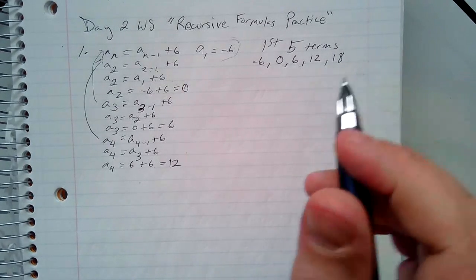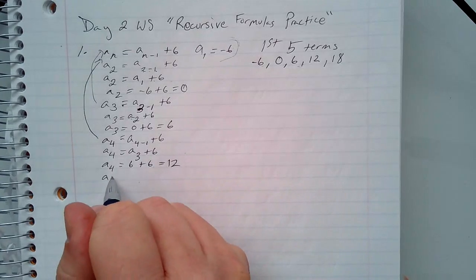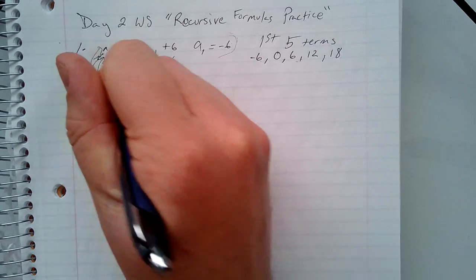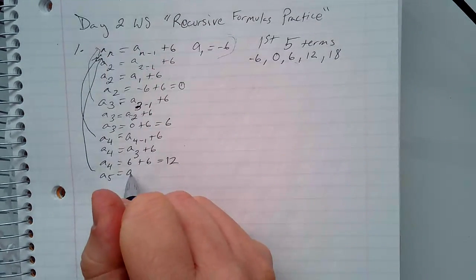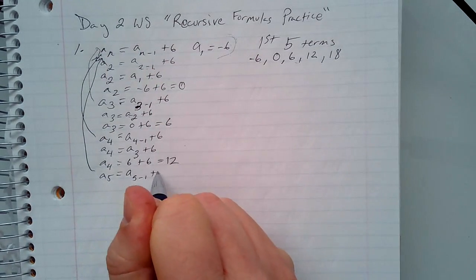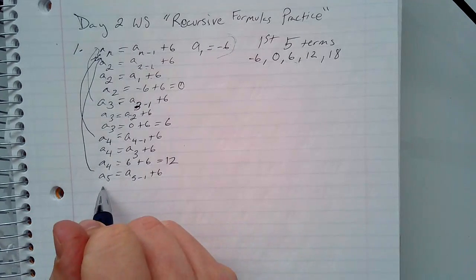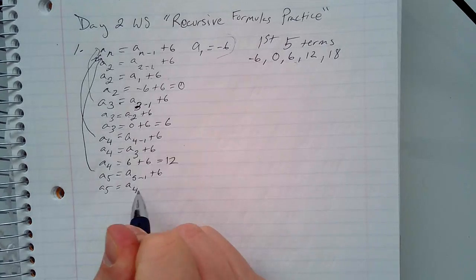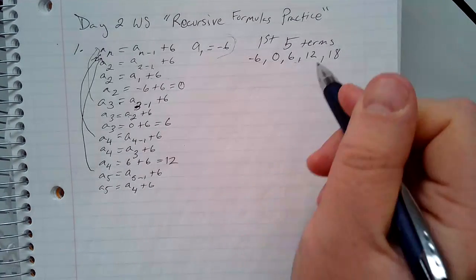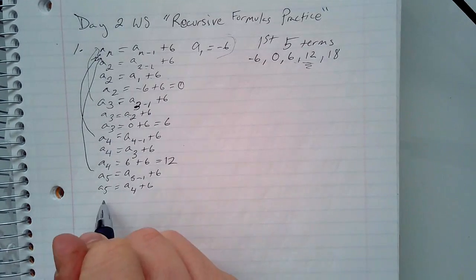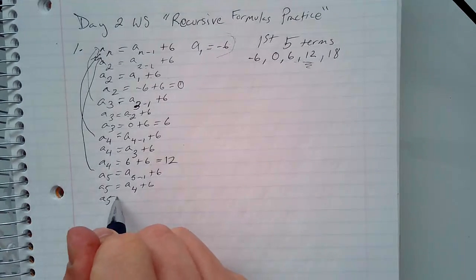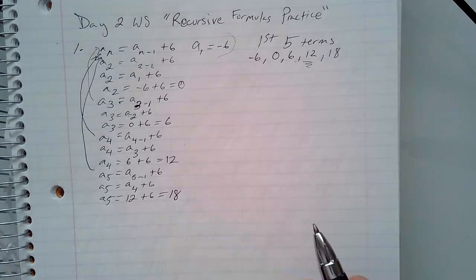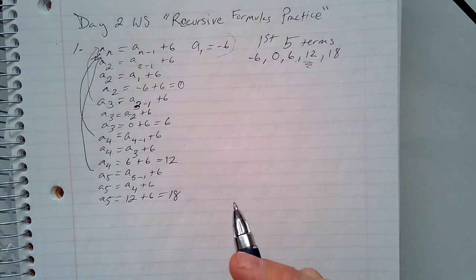If you want to check your work, fantastic. Let's do it. A sub 5 is going to be equal to, once again, we go all the way back up to the top equation, a sub 5 minus 1 plus 6. A sub 5 is equal to a sub 4, which was 12, plus 6. So a sub 5 is equal to 12 plus 6, which is 18. Do you see how that works?